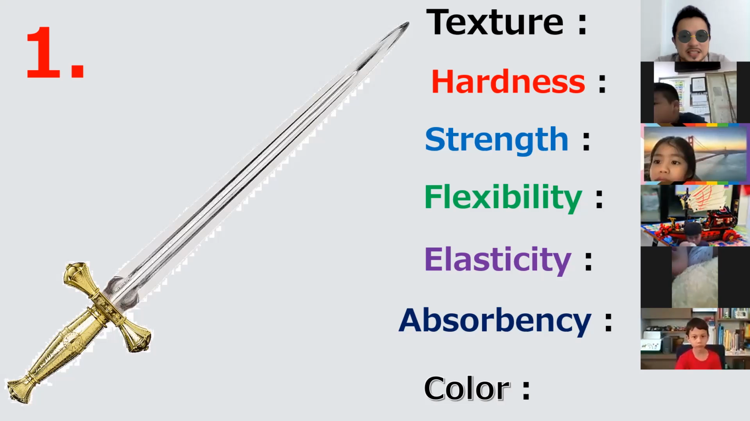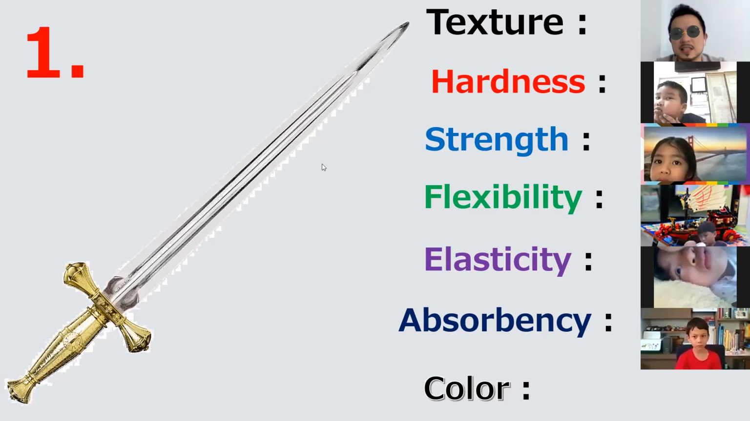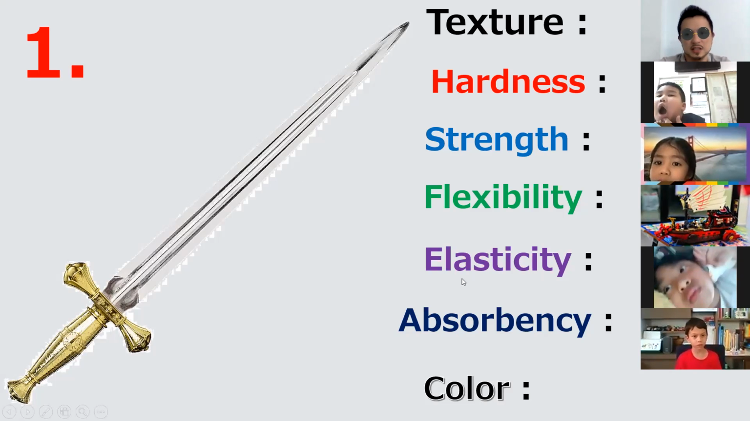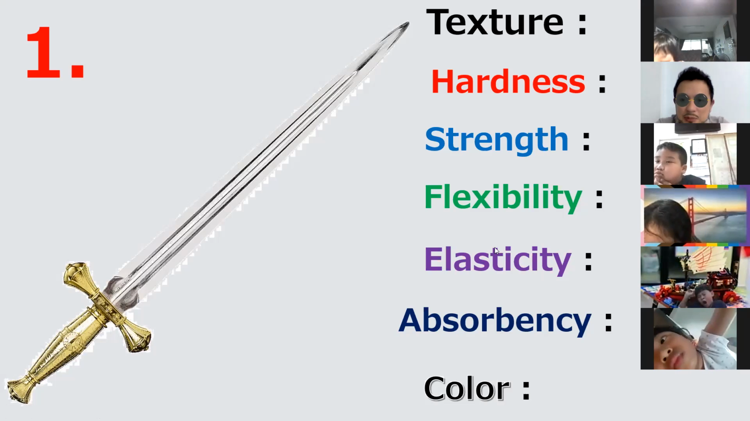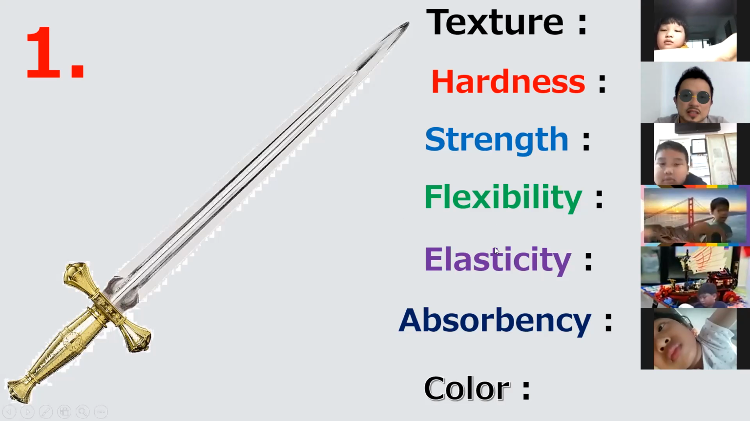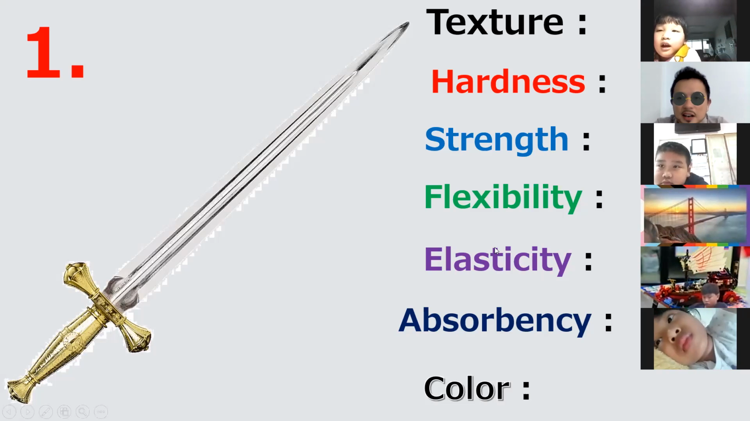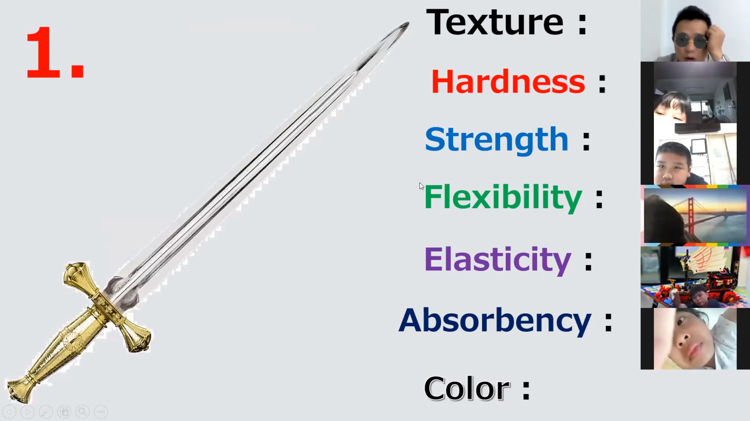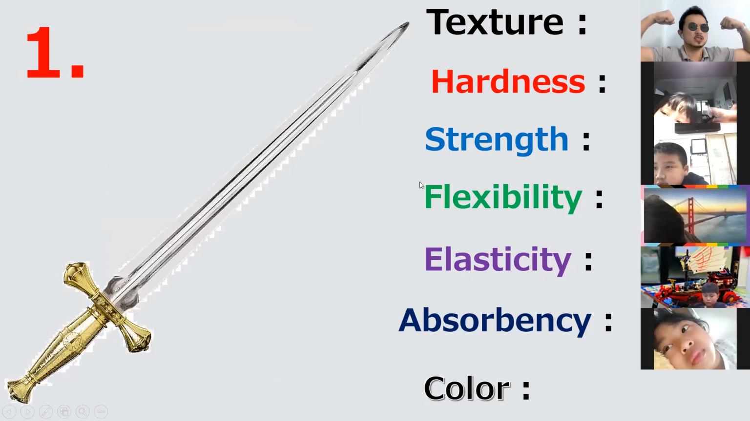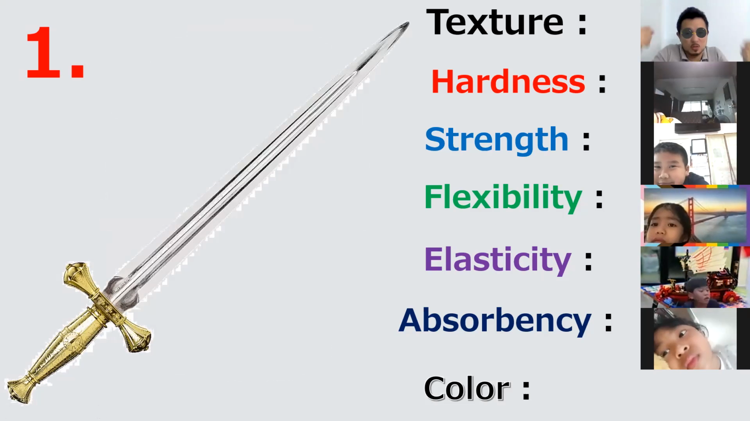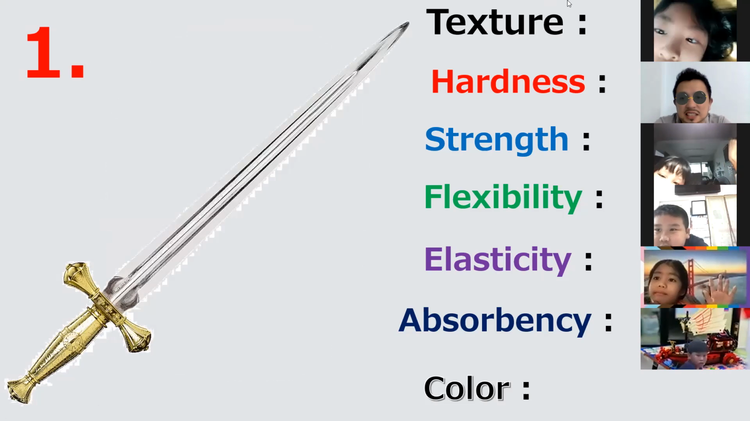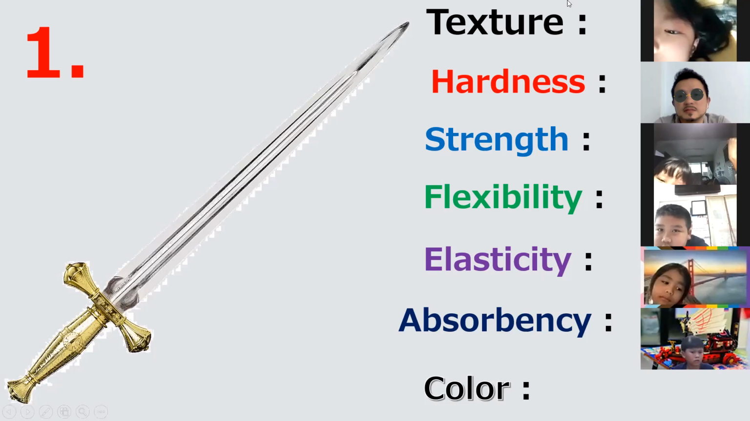What about the hardness? Is it hard or weak? Okay, you can answer now. The hardness. Mylene, yes? Is it hard or weak? Hard. Very good. Your answer is correct. Next, what about the strength? Is it strong or weak? Ying, yes, Ying. Strong. Thank you. Your answer is correct.